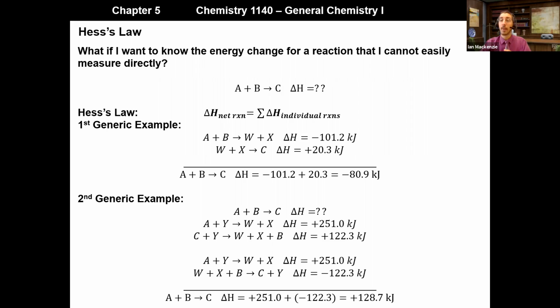So you can see that I'm able to reverse reactions as need be. Let's go through another example.